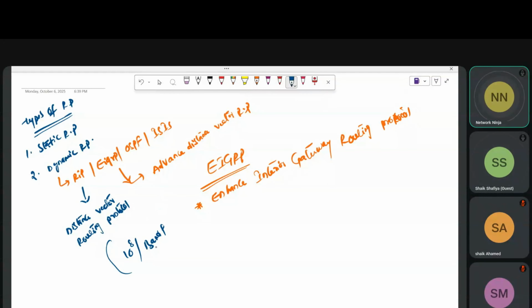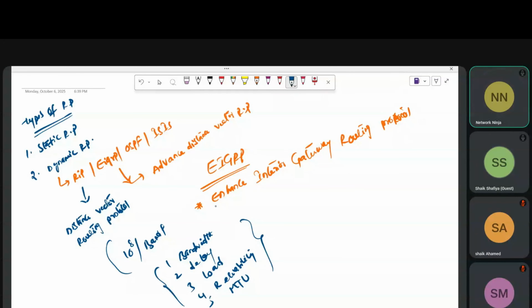So here we have almost all 5 parameters, which are bandwidth, delay, load, reliability, and MTU, maximum transmission unit. So these 5 parameters make up a composite metric. It's a collection of these 5 parameters.